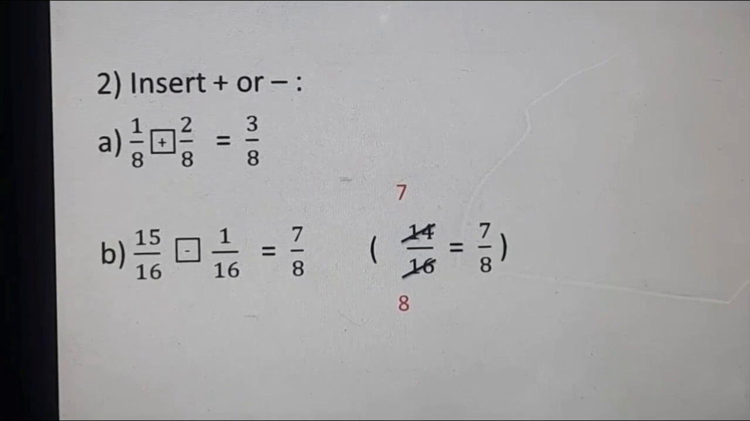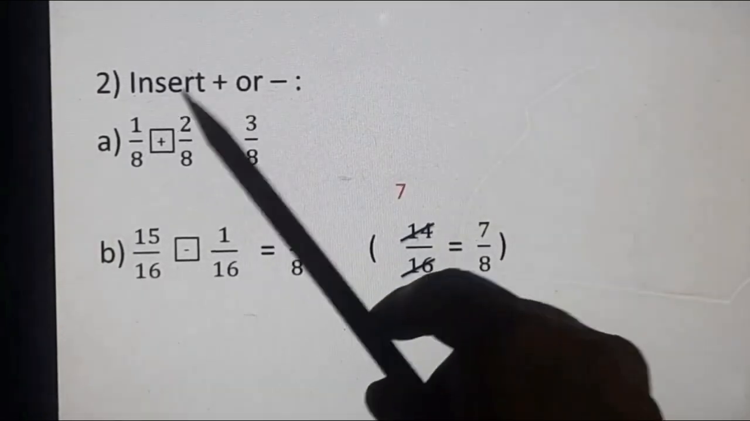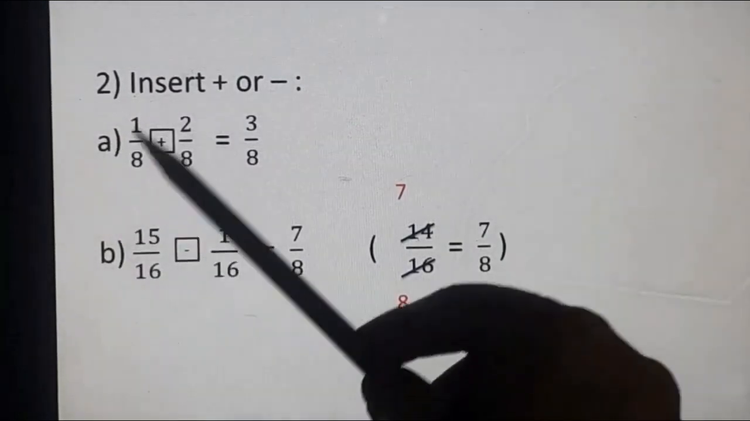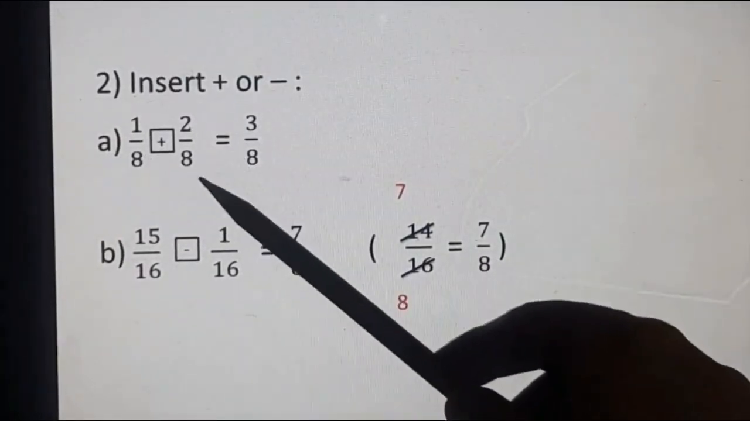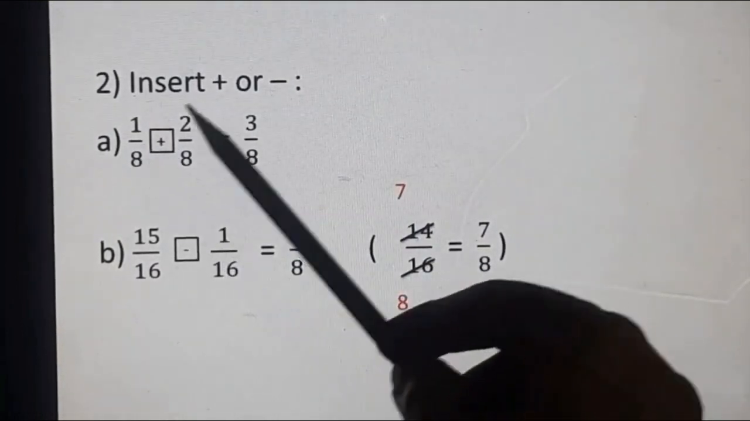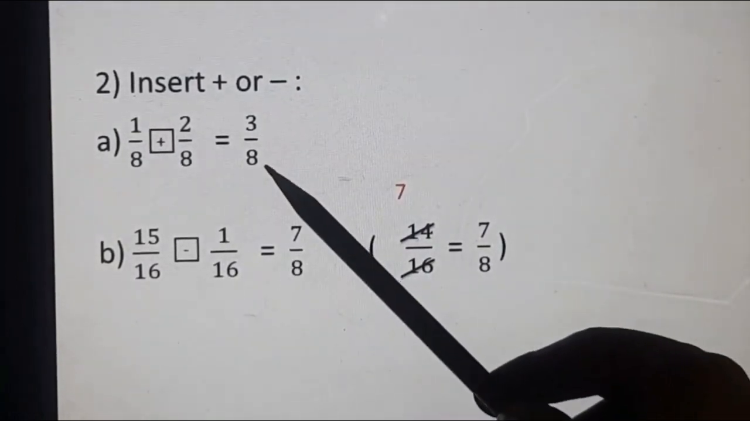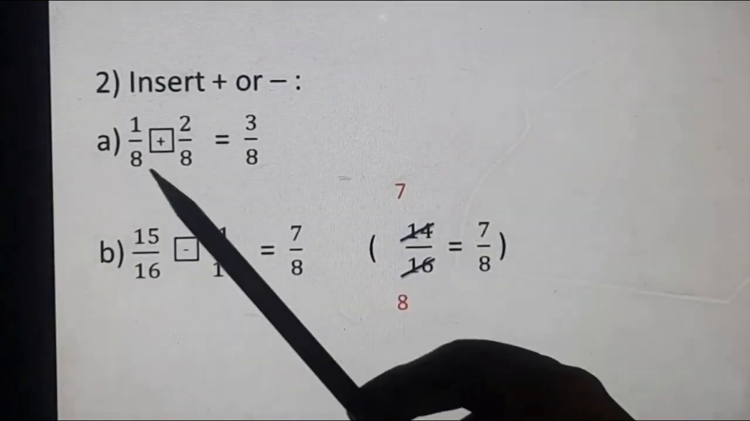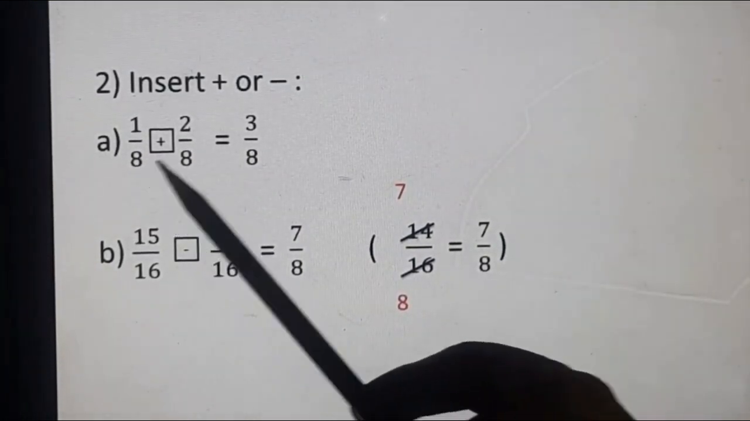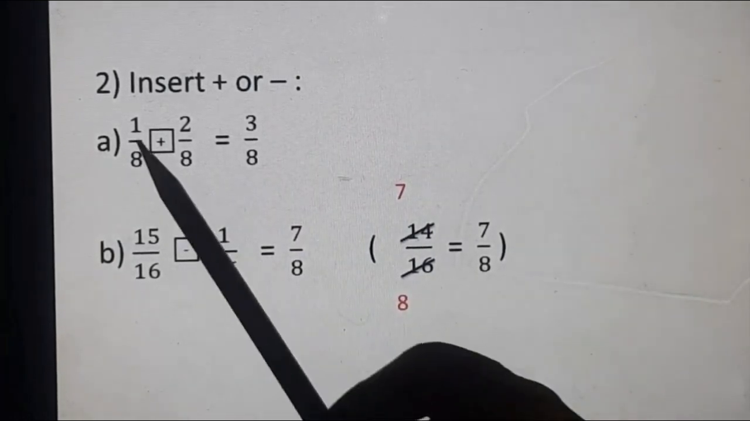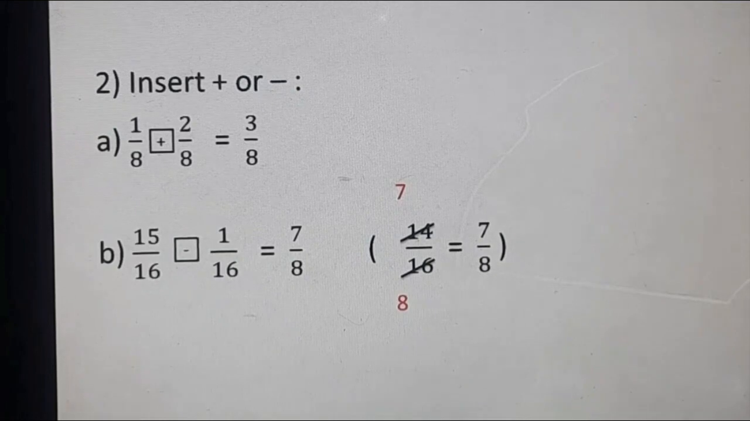Now our next question is question number 2. Insert plus or minus in the box. A part is there: 1 upon 8, 2 upon 8 is equal to 3 upon 8. It is clear from here that 1 upon 8 plus 2 upon 8 is equal to 3 upon 8 because 1 plus 2 will become 3. Denominators will not be added here because denominators 8 and 8 will make the LCM 8. Clear? So we will put plus sign here.